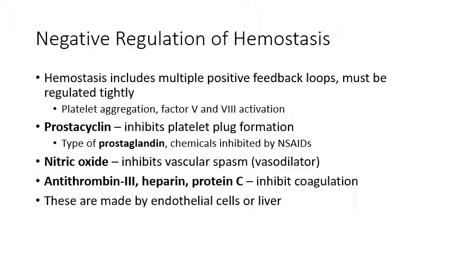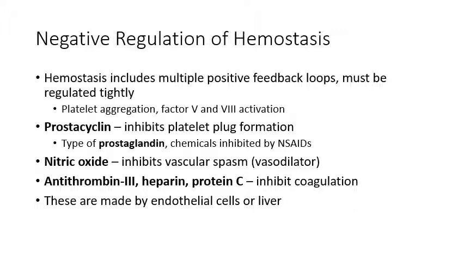Then you have some other proteins that all have different roles to play in inhibiting coagulation. So you have antithrombin 3, heparin, and protein C. All of those different proteins prevent one or another step of coagulation from occurring to make sure it happens less quickly. Those would be made by the liver. Right, so all of these mechanisms working together are active all the time to make sure that you don't have clotting that happens inappropriately.